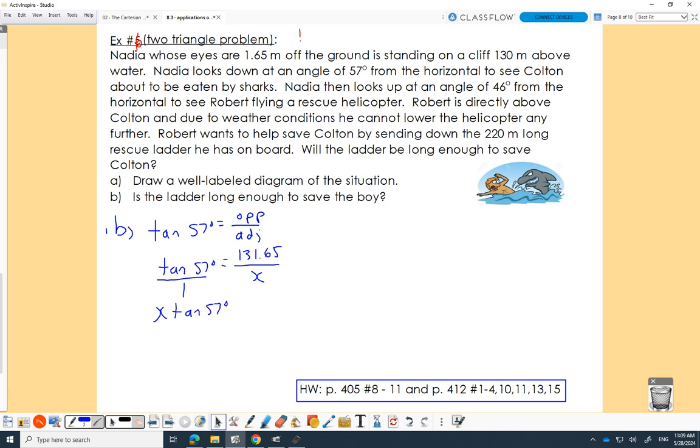And are you okay if I just write 131.65? Because 1 times 131.65 is 131.65. Then I got to divide, right? Yes? Take the 131.65. And I get the answer for x.